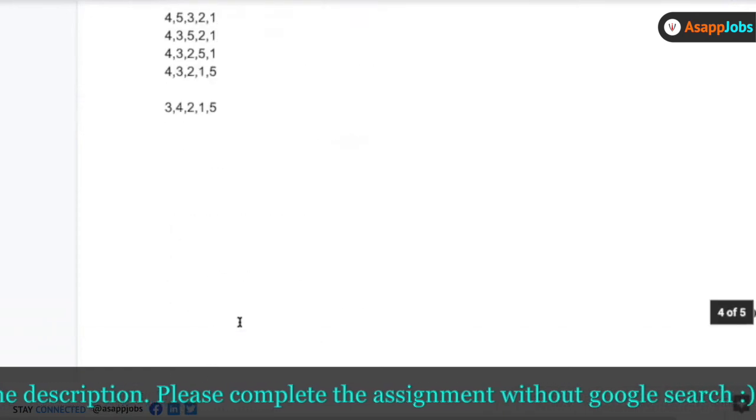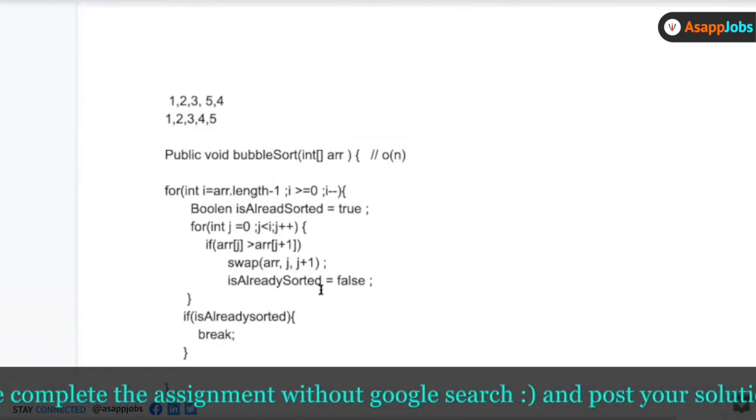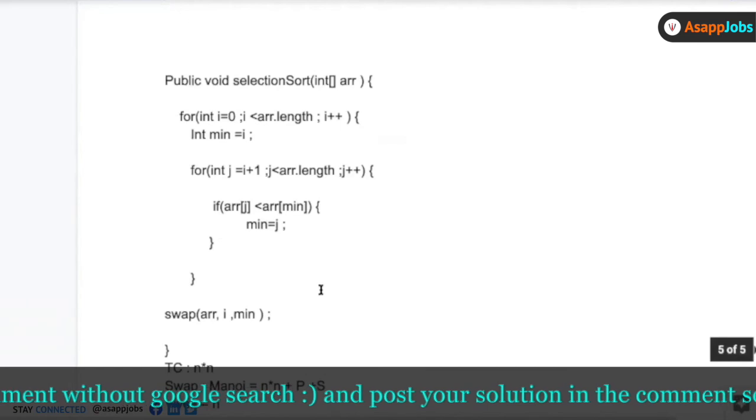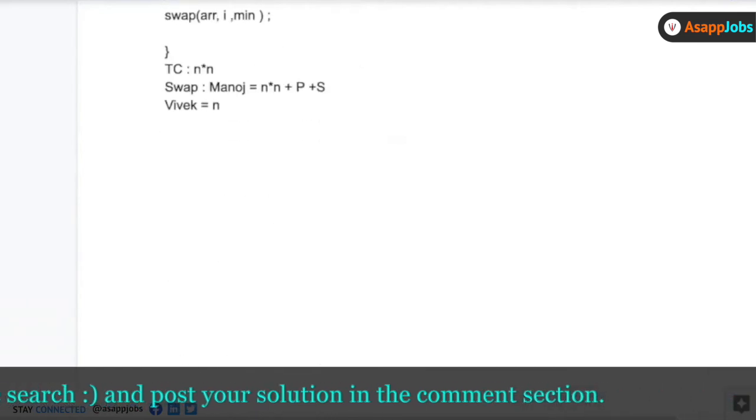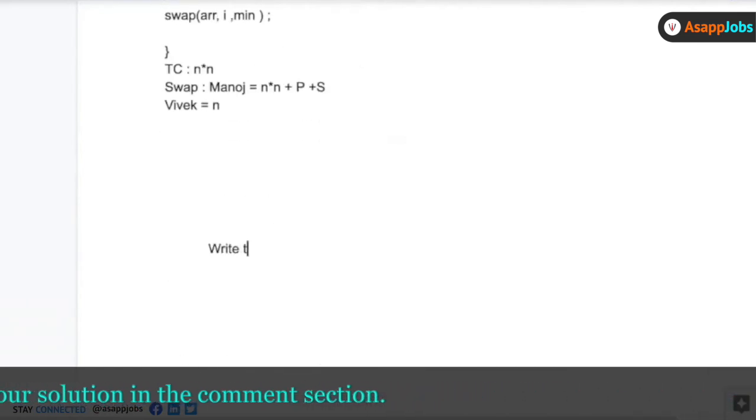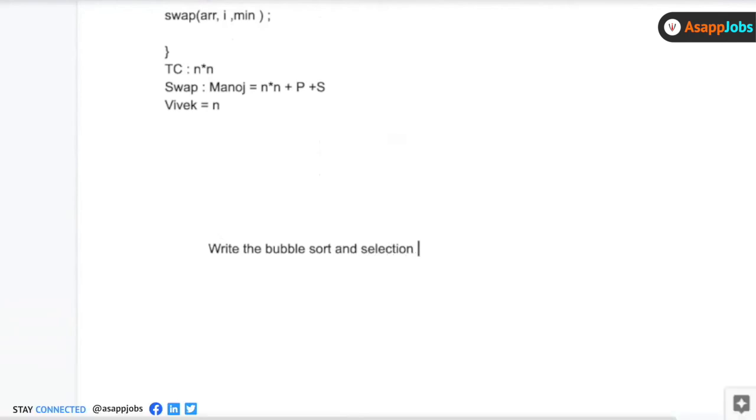Right now I have given you the bubble sort algorithm in the iterative way and the selection sort algorithm in the iterative way. Your assignment is this: write the bubble sort and selection sort using recursion. This is your one assignment apart from the seed that I'll be giving you. Fine? Any doubts on this? No. Perfect.